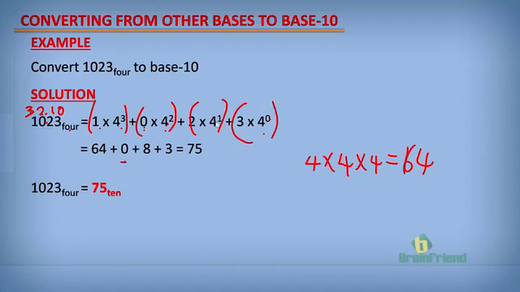This is 4 raised to the power 1. So 2 times 4 is 8. And any number raised to the power 0 is 1. So this is 3 times 1, and this is 3. So we add them up. 64 plus 0 plus 8 plus 3 gives 75. So 1023 base 4 is equal to 75 base 10. That is converting from base 4 to base 10.